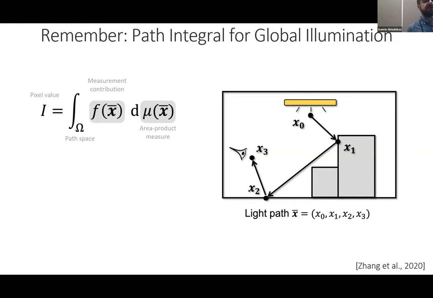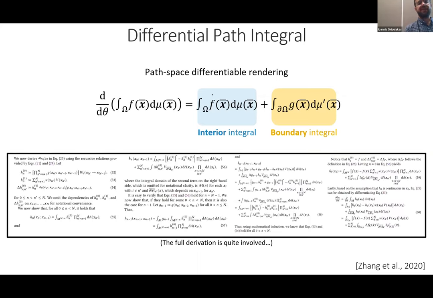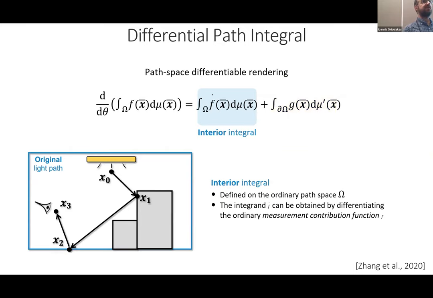Remember this path integral, this says that I can write images as an integral over this weird path space, basically the space of all light paths. You can prove that if you apply the Reynolds transport theorem, you can write derivatives of global illumination as sums of two other integrals. And this is a very involved derivation. I'm not gonna go through them. I'll just look at exactly what it is we're integrating.